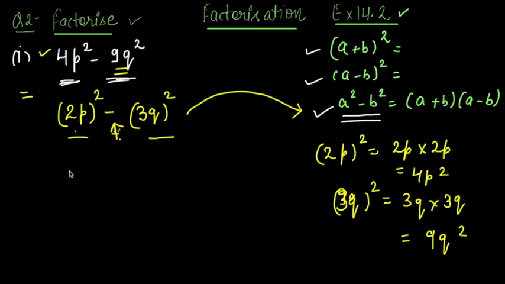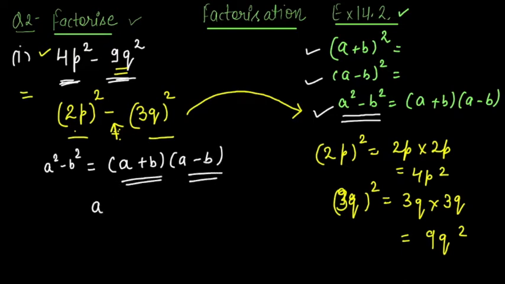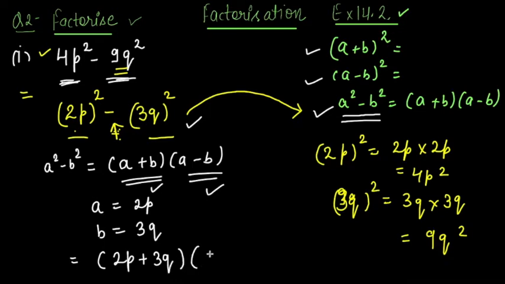So if I compare it with the algebraic identity a square minus b square equals a plus b into a minus b, these two can be the factors. So what is my a here? A is 2p, and what is my b here? 3q. So my expression is already in the form of a square minus b square. I can write the factors as a plus b into a minus b. So the factors will be 2p plus 3q, and then a minus b means 2p minus 3q. Let me just erase it. It has to be 2p minus 3q here.